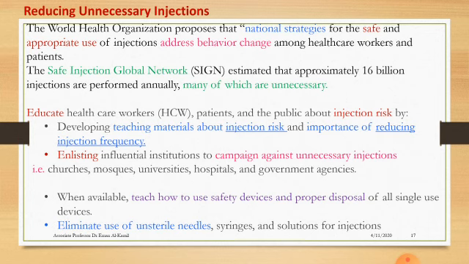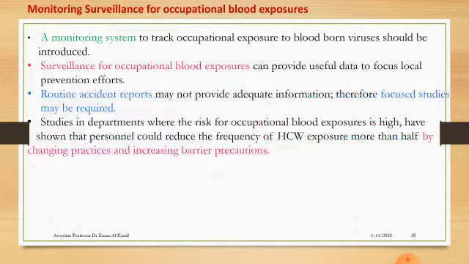Eliminate the use of unsterilized needles, syringes, and solutions for injections. Always ensure proper disposal, as we mentioned. Monitor surveillance of occupational blood exposure. It is important that a monitoring system to track occupational exposure to bloodborne viruses should be introduced.